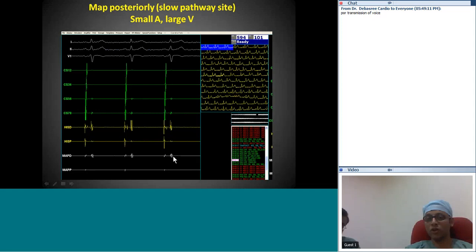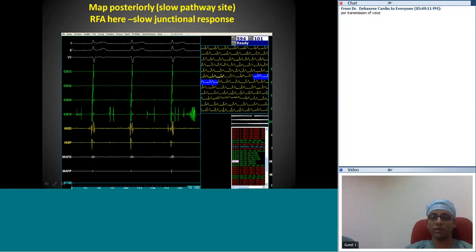I do not have any His signal here. So I'm looking at the fluoroscopy. I'm looking at my signals. Only when you're confident and you have your good AHV in your His catheter, then we start our ablation. And when we start our ablation, you usually get a typical slow junctional rhythm.